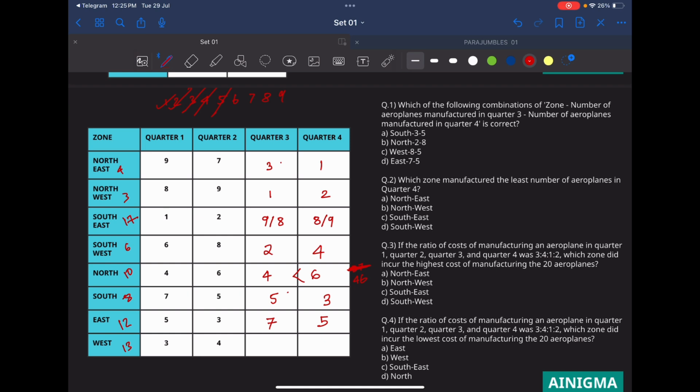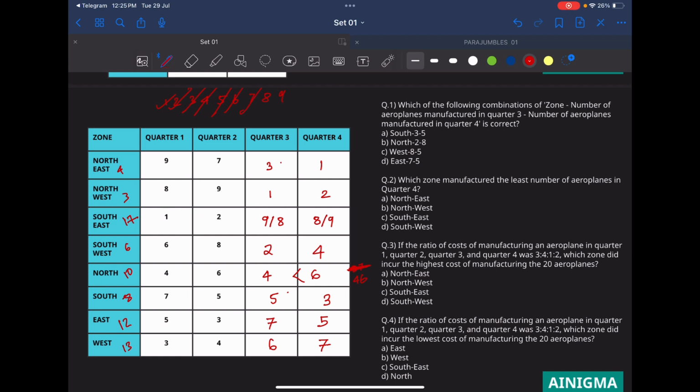Okay, now we have 13. It cannot be made from 9 and 4. It cannot be made from 8 and 5. It has to be only from 7 and 6. 7 and 6 is the only possibility left for 13. So this value has to be 6 and this value has to be 7. Okay, so this is 6 and 7. So we are done with 6. We are done with 7.